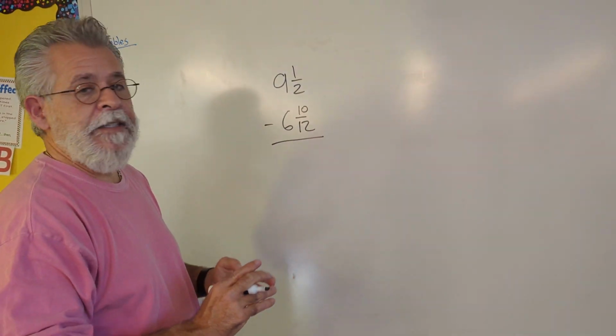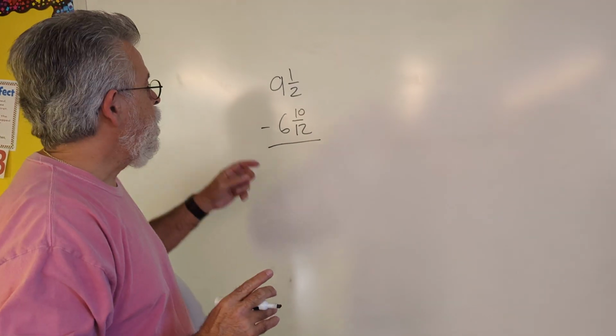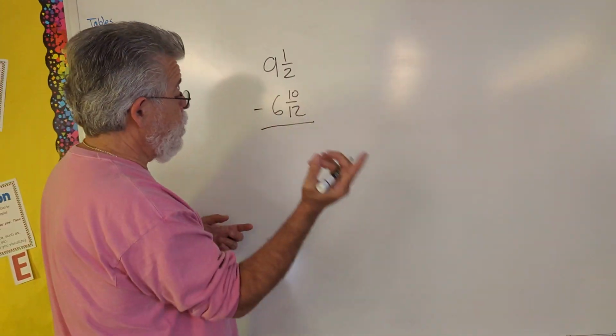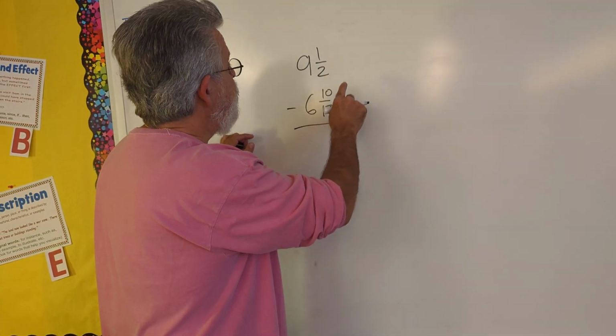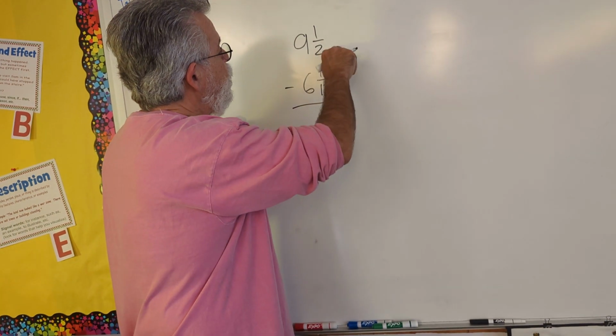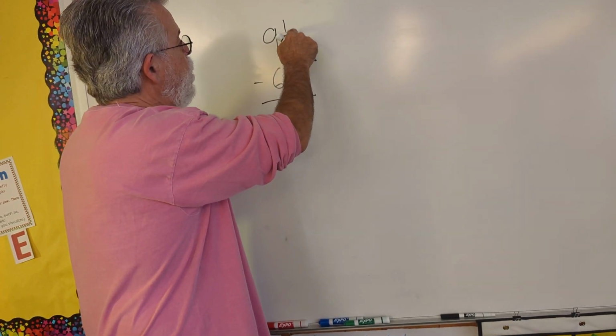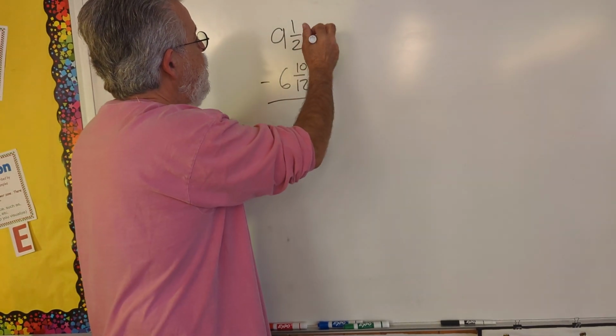So this is an example of a subtraction problem of mixed numbers when we're going to have to borrow to solve the problem. My first problem is that my denominators don't match. So I have to fix one of these. Luckily for me, I can easily make that a 12 by multiplying both of these numbers times 6.